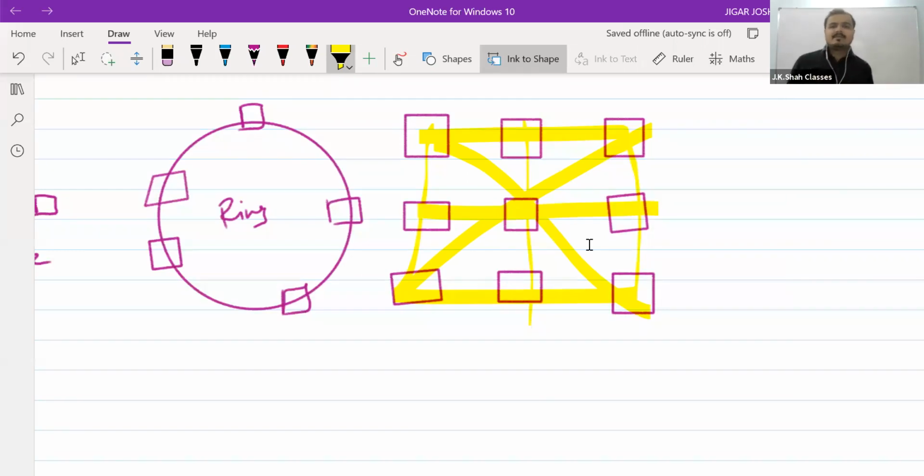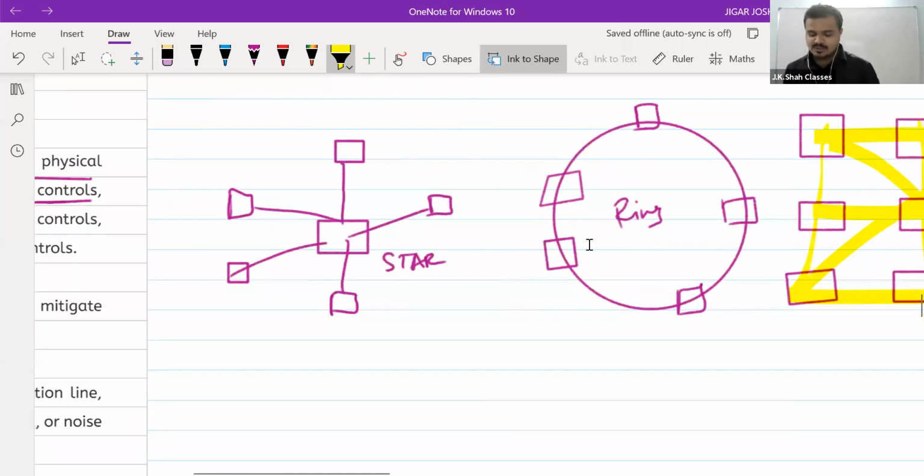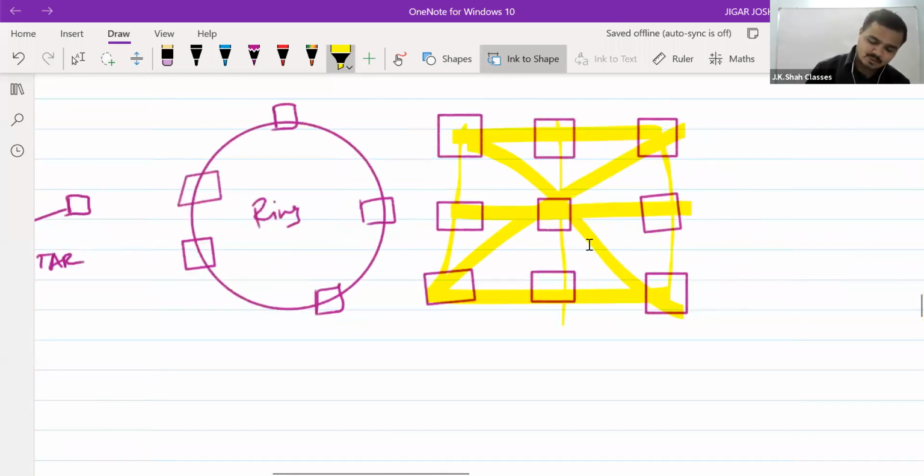So a mesh is created, and from that the word web has actually come. Understood? Yes, sir. The web means internet, and this word web has a very clear-cut relation with the spider also. Yes, sir. All are connected with one another in such a manner that if one gets affected, others can still share the data without any hesitation. So this is called your mesh topology.